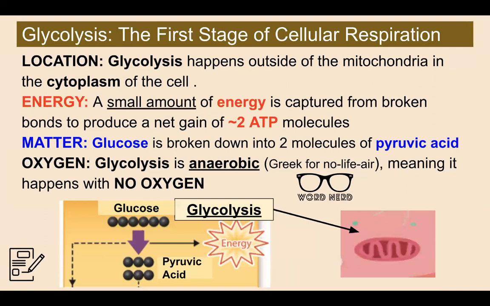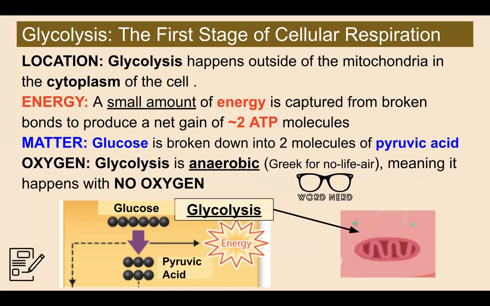So our first column, glycolysis. Glycolysis is the first stage of cellular respiration. Glycolysis happens outside of the mitochondria in the cytoplasm of the cell. So glycolysis doesn't actually happen in the mitochondria. So when we say where cellular respiration takes place, we often say cellular respiration takes place in and around the mitochondria because glycolysis, the first stage of cellular respiration, happens outside of the mitochondria in the cytoplasm of the cell.